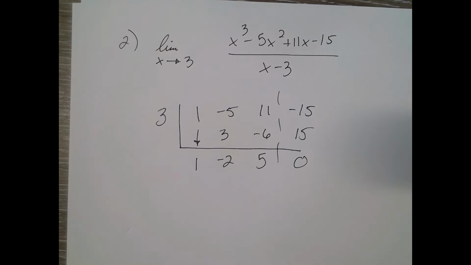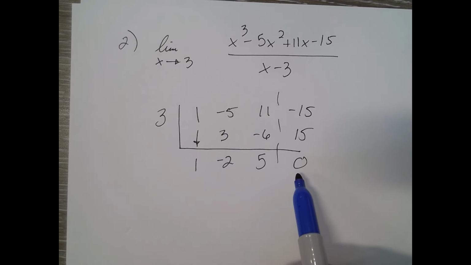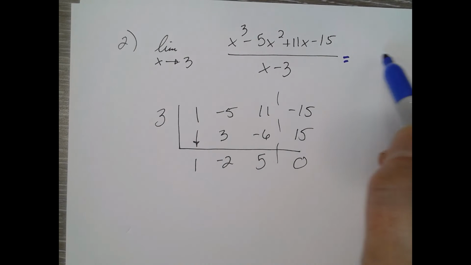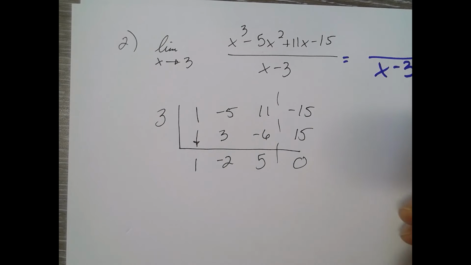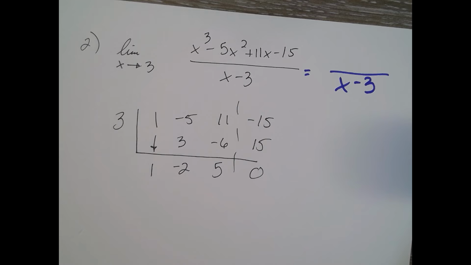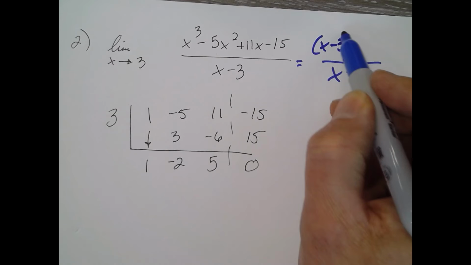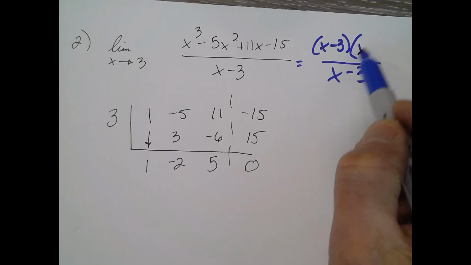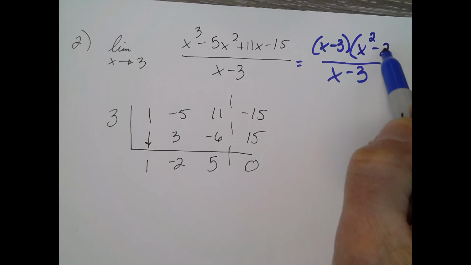All right, so it divides off evenly, so we get 0. So that means x minus 3 is a factor of it. Well, that's good news. So the bottom is still x minus 3. What's the top going to be right now? What times what? X minus 3 times what? X squared minus 2x plus 5. Very good. X squared minus 2x plus 5.